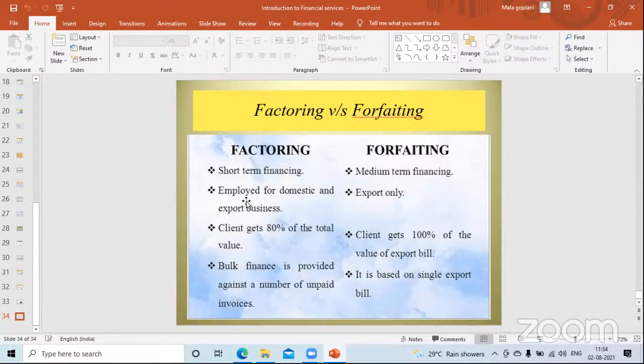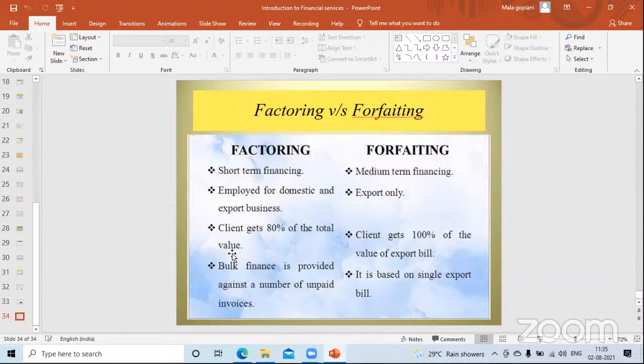Factoring is employed for domestic and export business. Please listen. Factoring में दोनों होते हैं, दोनों. Factoring involves both the things, domestic business and export business, both. Whereas forfeiting involves only and only export business. In factoring, the client gets 80% of the total value. आपने invoices बेचे, when you sell all the invoices, you get 80% of the amount. 20% will be given at the end when the factor receives the full amount from the debtors.